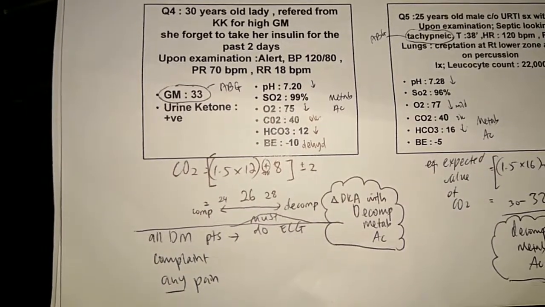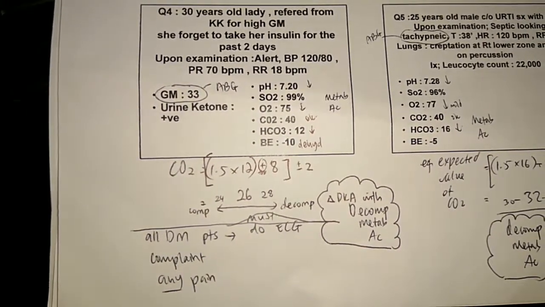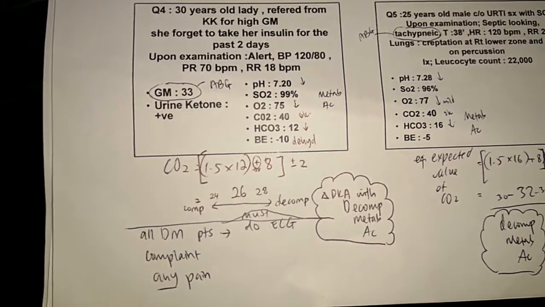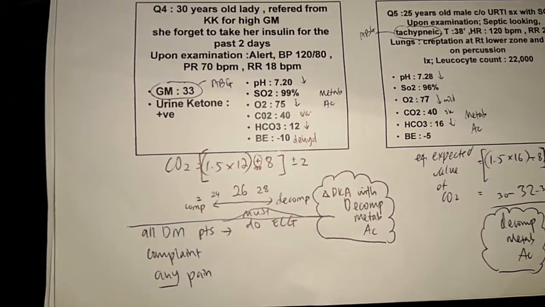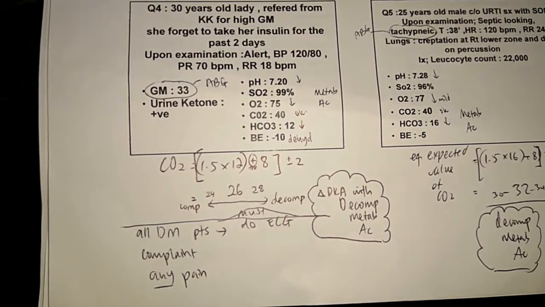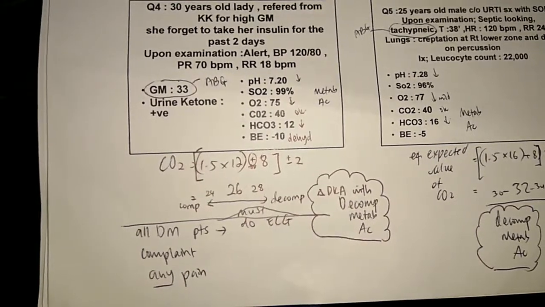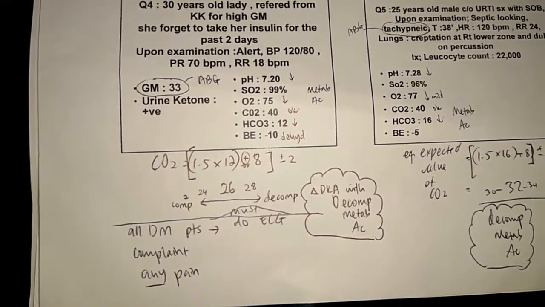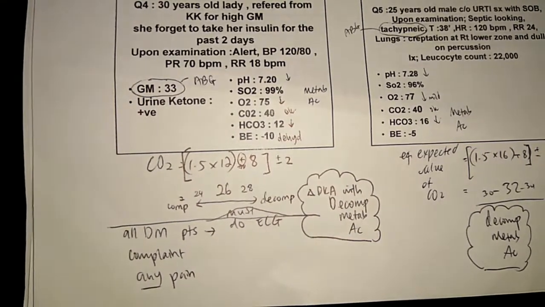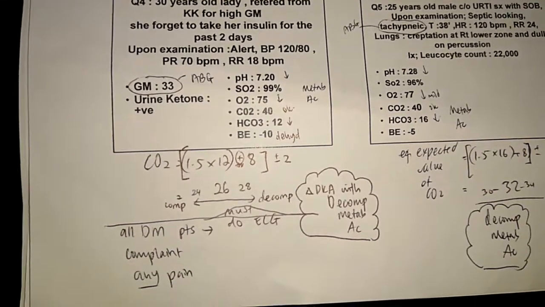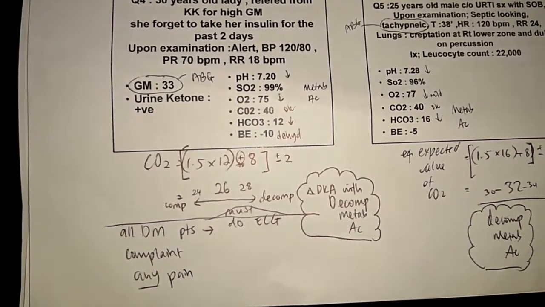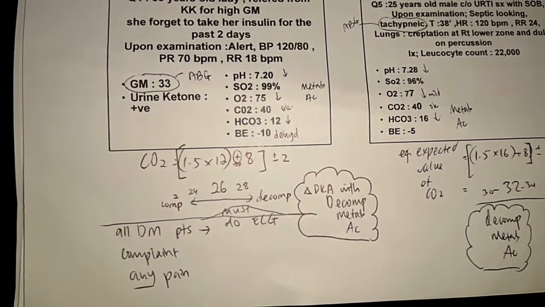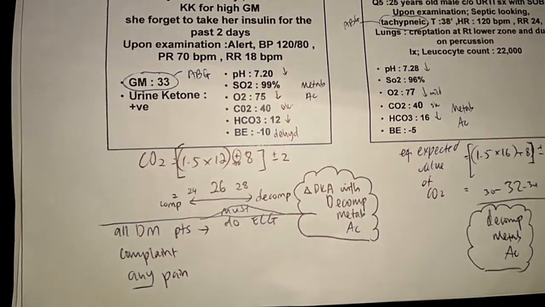From question number 3, the patient is an uncontrolled diabetic. She's a 30-year-old lady, referred from KK for high glucometer. She forgot to take her insulin for the past 2 days. On examination, vital signs normal, GM 33. So this is an indication for us to do ABG. Urine ketone positive, +1. pH 7.2, oxygen 75, carbon dioxide 40, bicarb 12, base excess -10.